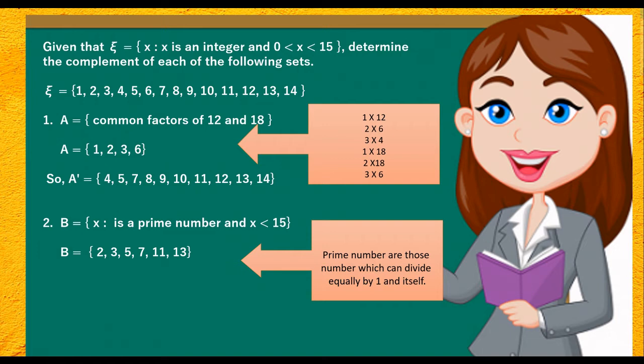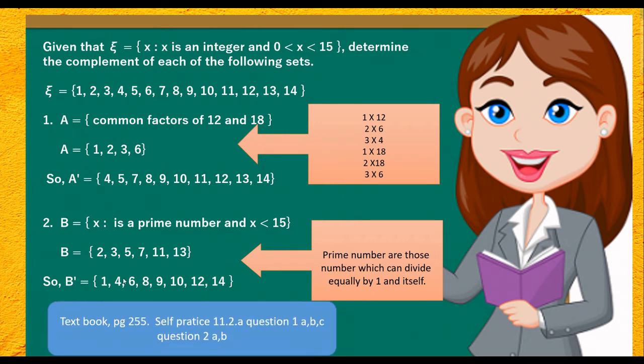Again, besides these 6 elements which I already listed inside my set B, other than that, they are in my complement set B. So there will be 1, 4, 6, 8, 9, 10, 12, and 14 according to the universal set given. So girls, can you now understand how to solve the questions asking for the complement set? Now you can try your question according to this instruction.